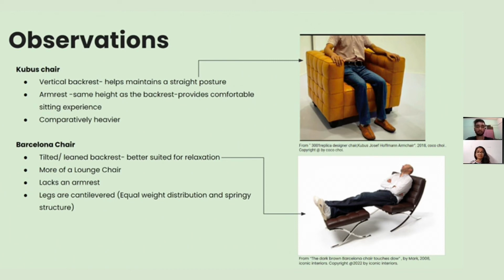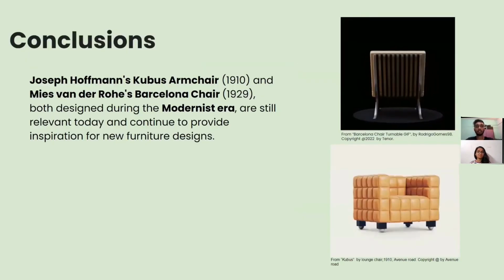The vertical backrest of the Kubus chair helps maintain a straight posture while sitting on it and prevents back pain. On the other hand, the Barcelona chair has a lean, curved back which gives a relaxing posture while supporting the back of the user. The cantilever legs allow the weight to be distributed equally and provide a spring-like structure which helps absorb the change in momentum applied while sitting on and standing up from the chair. Looking at the materials, it seems that the wooden frame of the Kubus chair is fairly heavier than the steel frame of the Barcelona chair.